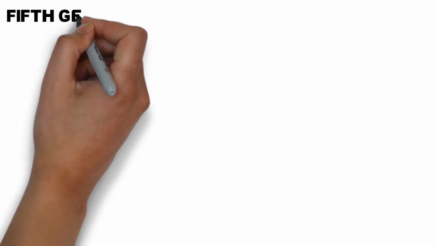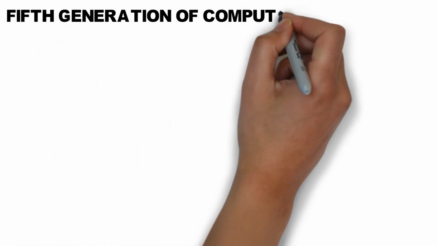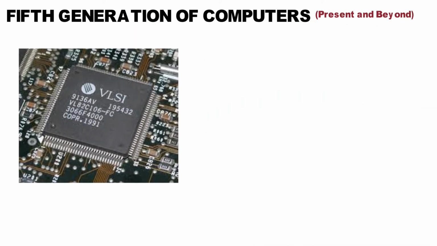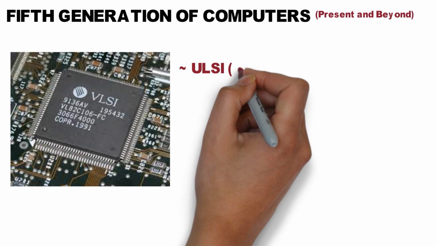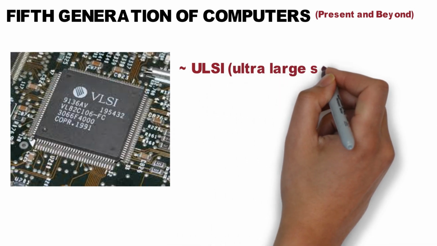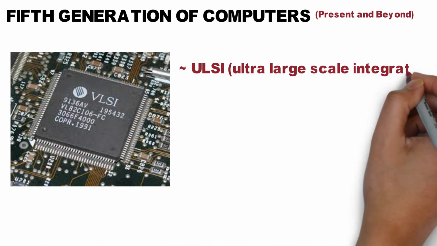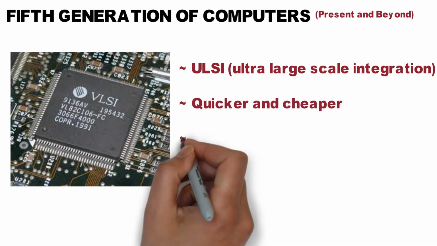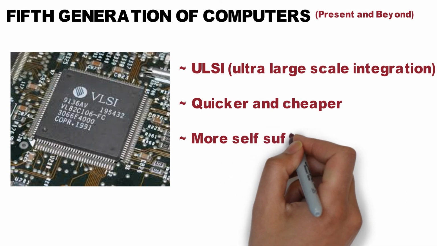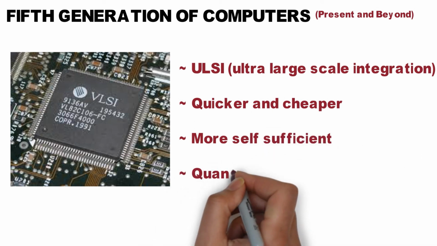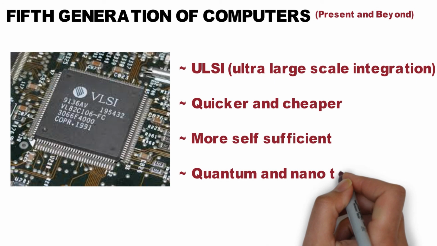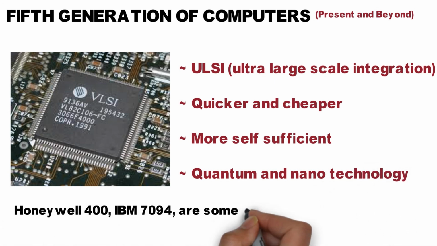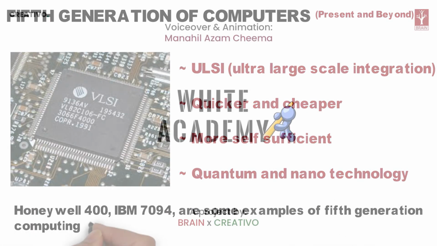Artificial intelligence will power the fifth generation computers, which are still in their infancy. They will use ULSI, which is also known as ultra large scale integration technology, to make it even quicker, cheaper, and more self-sufficient. When quantum and nanotechnology are combined, next generation computers will become the intelligent computers. Honeywell 400, IBM 7094 are some examples of fifth generation computer devices.